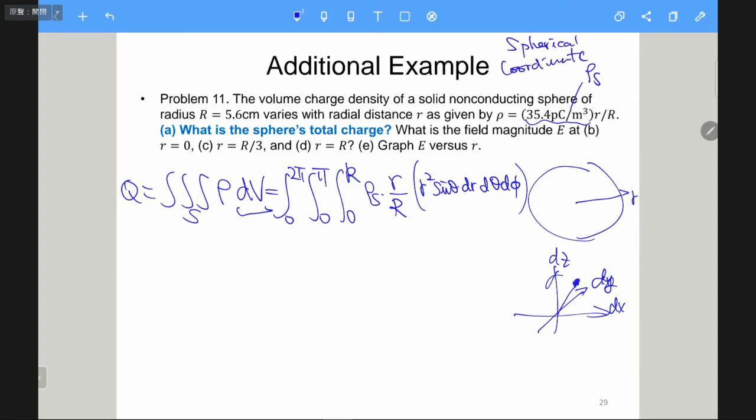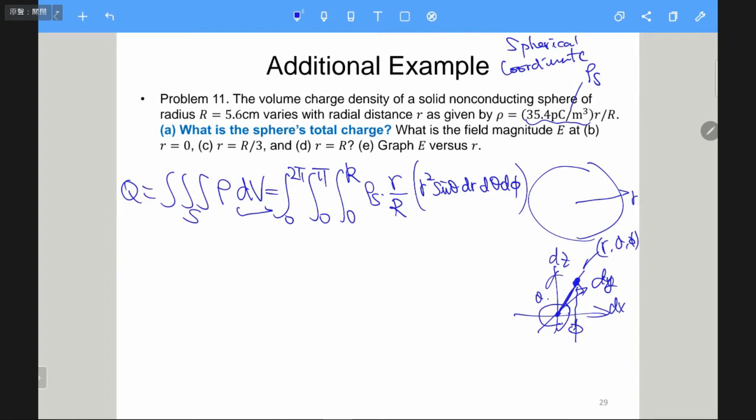So this one is defined by r, theta, phi. R is the distance from this point to the origin. Theta and phi: you just project it to the xy plane, and the angle here will be theta, and phi will be this angle.